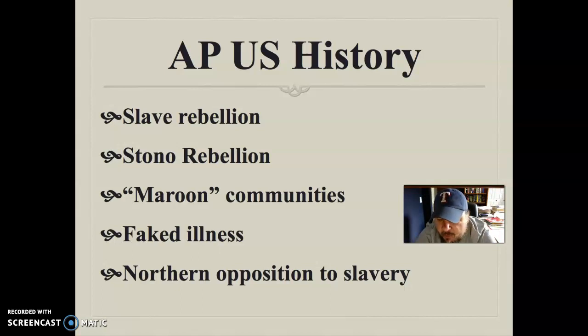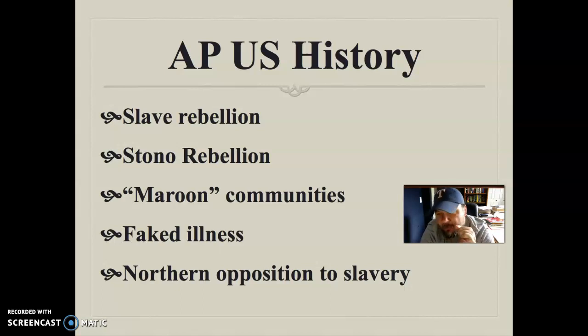Some try to form what they call maroon communities, meaning a lot of times African slaves will get together in groups, and they're going to try to escape, and they disappear into the woods and form communities on their own. Obviously, the problem with that is these communities are pretty easy to detect, so by and large they are not very successful.